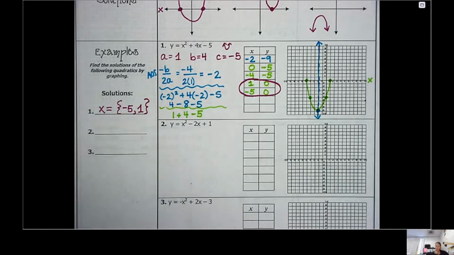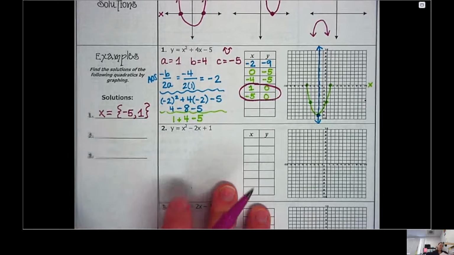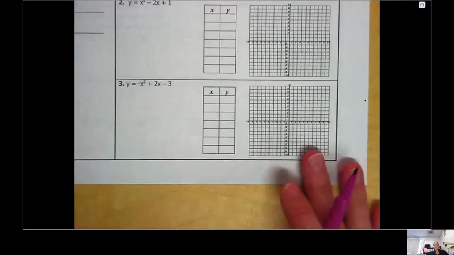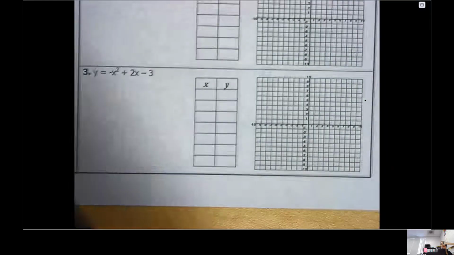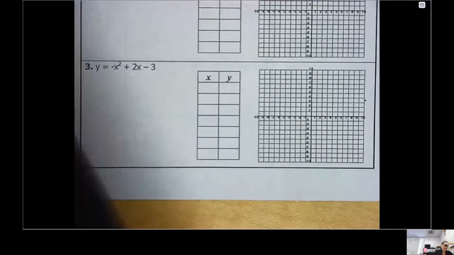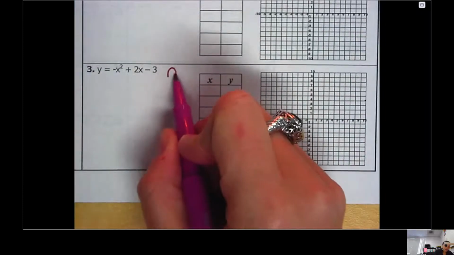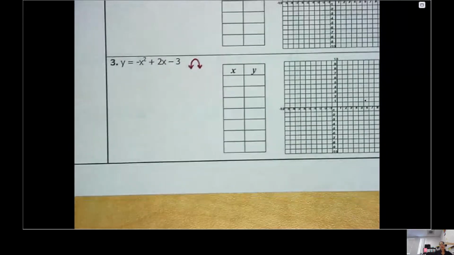Okay, I'm going to bounce around because I want us to be able to get to the back fast enough. So let's do number 3, and then we're going to flip to the back. All right, first and foremost, happy graph or a sad graph? Sad graph. All right, let's write our A, B, and C values.